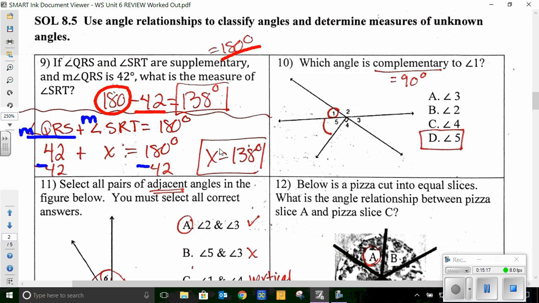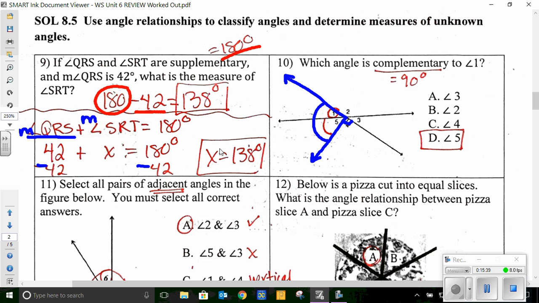Number 10 is talking about our complementary angles. It says which one is complementary to angle 1. So I circled angle 1. I'm looking there at angle 5 because angle 4 shows me my right angle there. And I know then that both of these together is going to equal a right angle. So those two together, if I add them up, it's going to be 90 degrees.